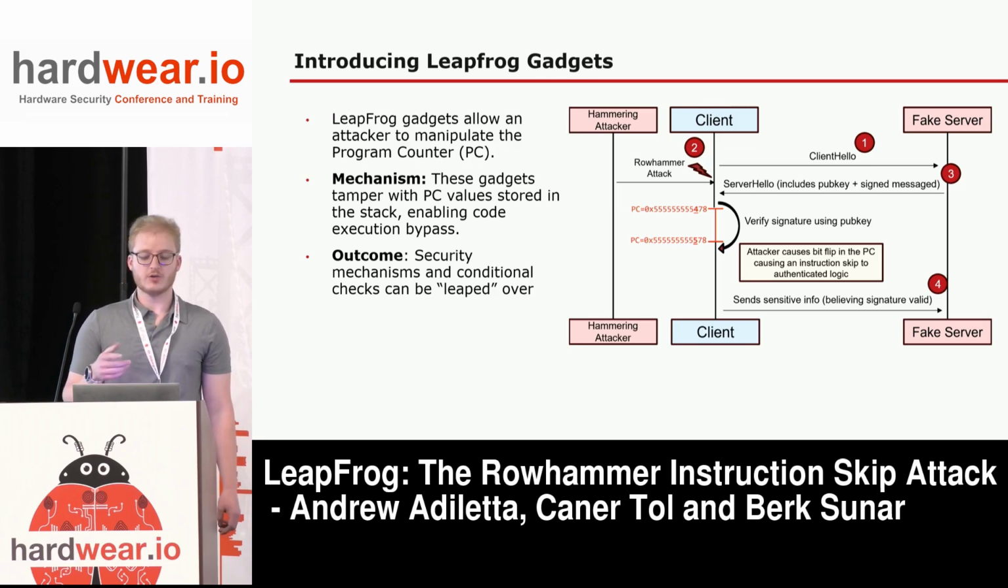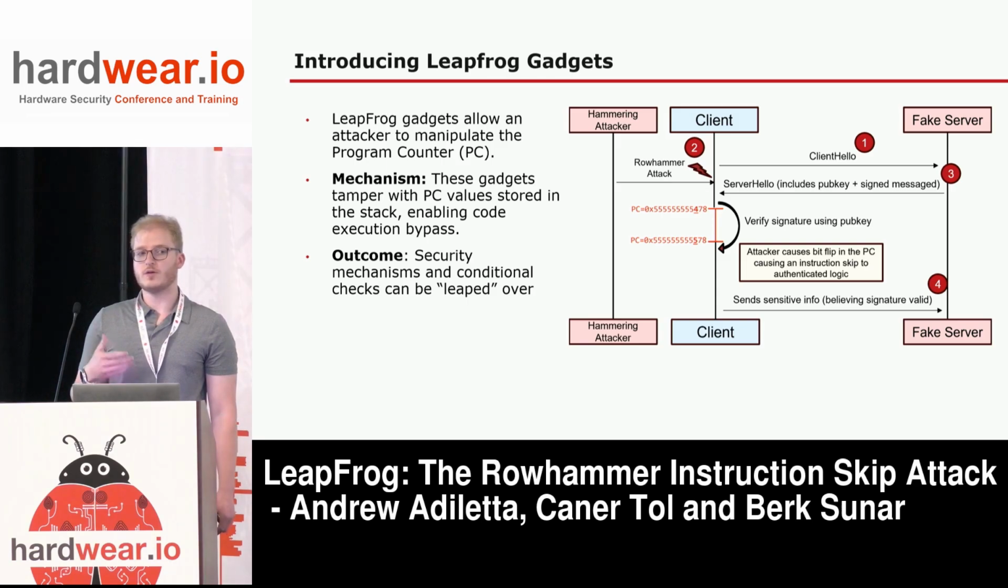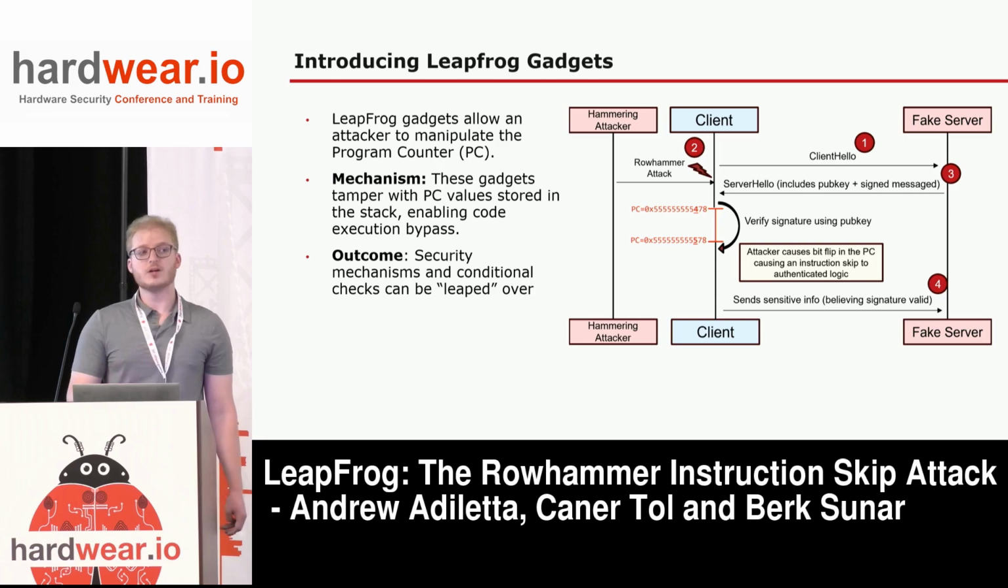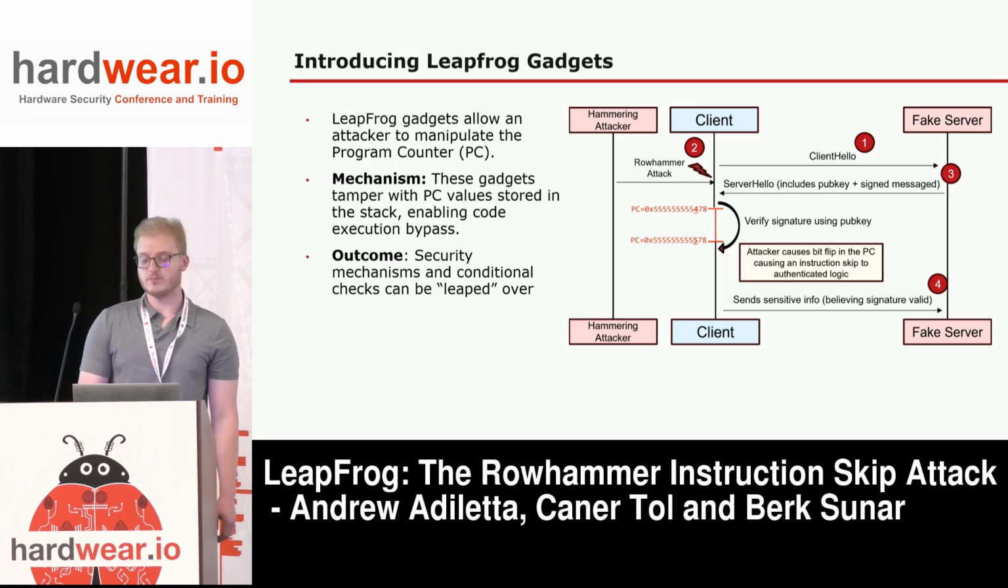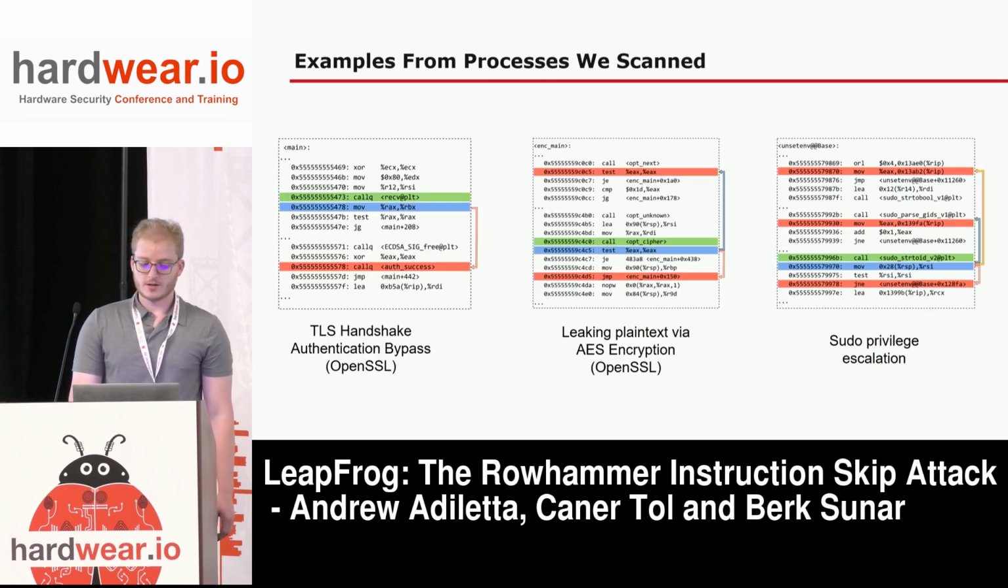So we do the Rowhammer attack, and we flip a bit in the program counter. And so when the server sends back a signed message, it's a faulty signed message. It's not supposed to authenticate. But because we flipped that program counter, we can actually jump right over that verification step. And so the client is going to verify that fake server effectively with the wrong signature value. And then the client would go ahead and send sensitive info, despite the fact that the server's not the real server.